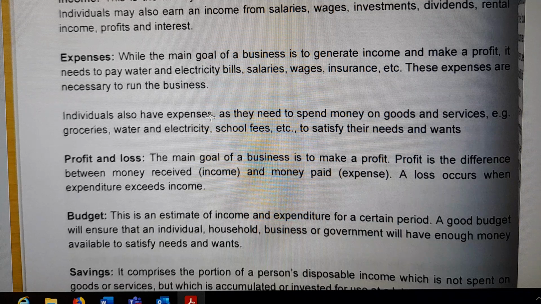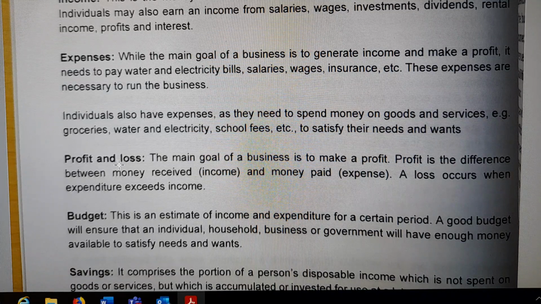Individuals also have expenses, as we need to spend money on goods and services. For example, we must buy groceries, we must pay for water and electricity, school fees, etc., to satisfy our needs and wants. Those are expenses. So examples of expenses for a business can be water, electricity bills, salaries, wages, insurance. But for individuals, it can be groceries, water and electricity, school fees, etc.